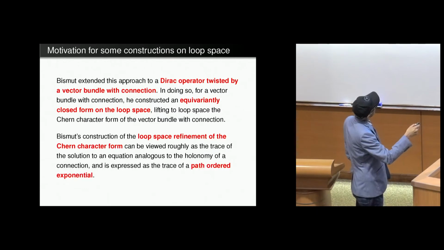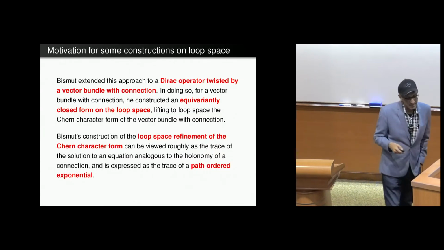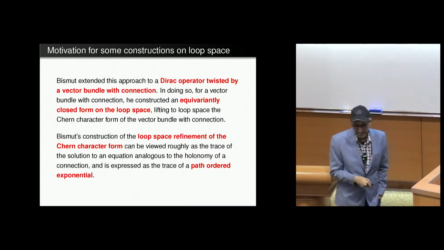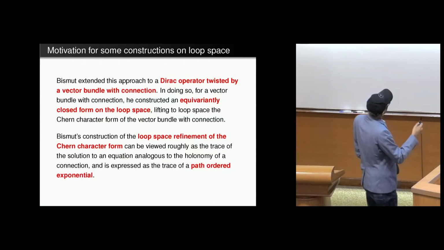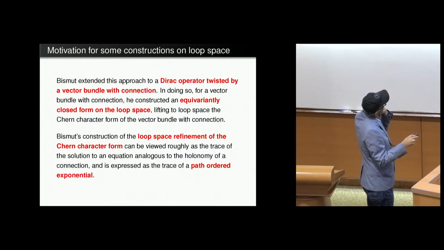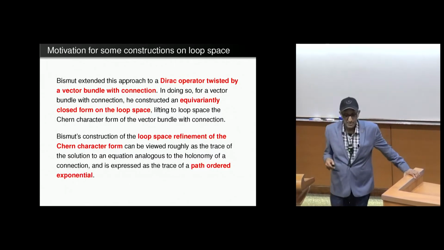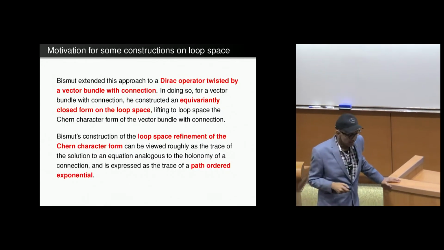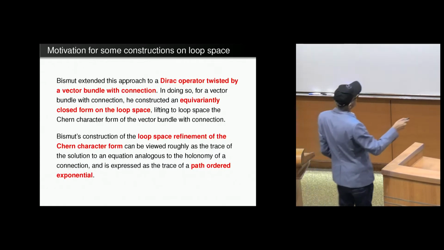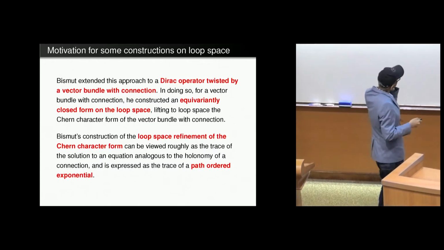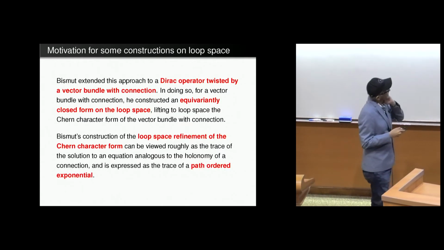In doing so, he constructed an equivariantly closed form on loop space, lifting to loop space the Chern character of a vector bundle with connection. So I'll try and make this more explicit in my next slide. Bismut's construction of the loop space refinement of the Chern character form can be viewed roughly as the solution to an equation which is analogous to the holonomy of a connection. So it'll be like a time-ordered integral, a path-ordered exponential. It's a trace of a path-ordered exponential.